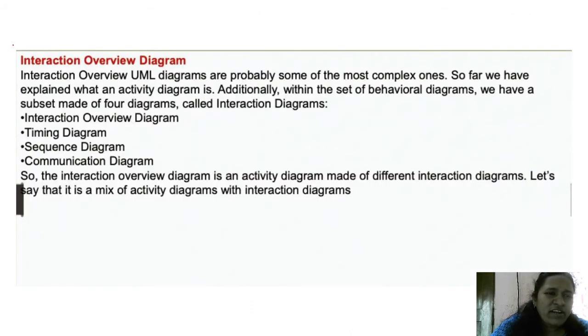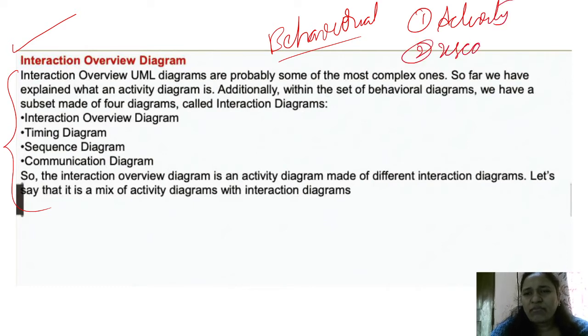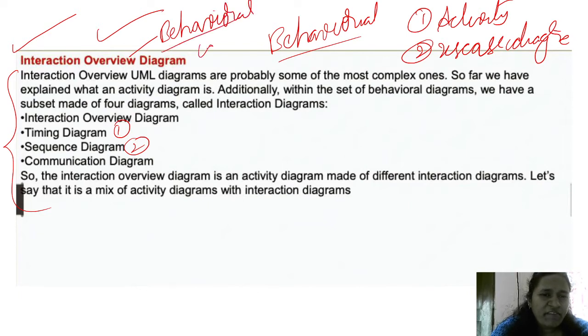Okay, next one is interaction overview diagram. I told you, right? What are the behavioral diagrams? Tell me. The behavioral diagrams are, first one activity diagram, we saw that. Next one is use case diagram, right? And next are interaction overview diagrams. Next one is timing diagram, these are also behavioral diagrams.